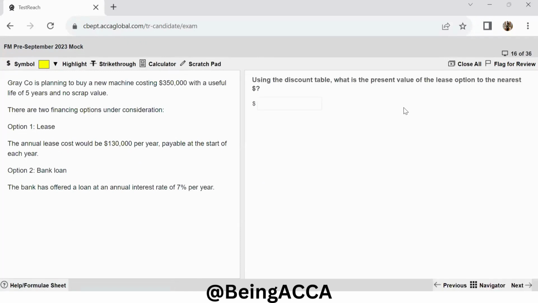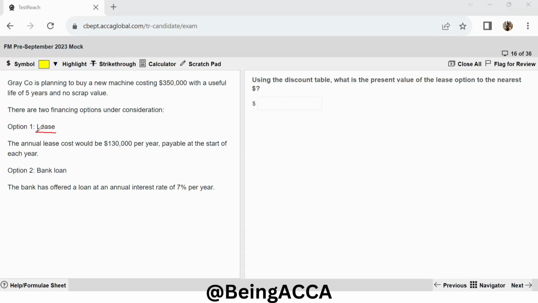The name of the question is Gray Company. So let's read the scenario. It's a relatively shorter one. Gray Company is planning to buy a new machine costing $350,000 with a useful life of 5 years and no scrap value. There are two financing options under consideration.